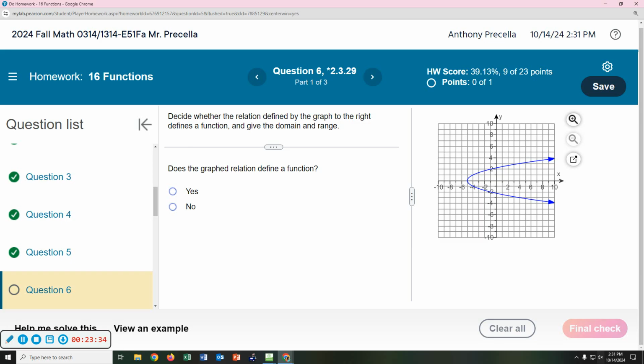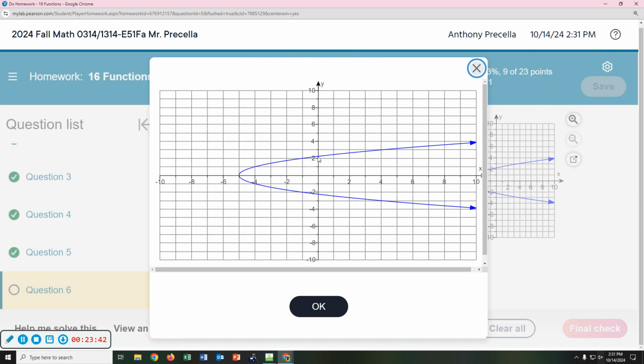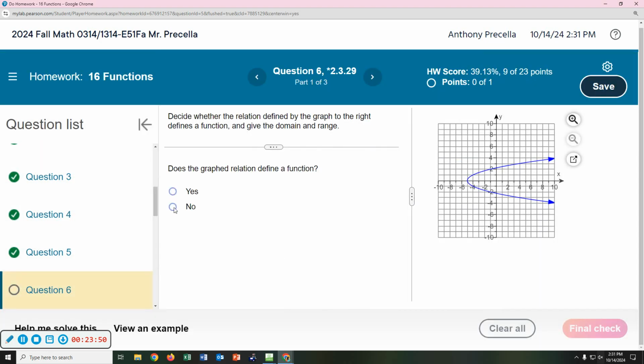What about this graph here? Does it represent a function? No. Right here at the y-axis, it's intersecting that blue curve twice. So I agree with you. This is not a function. And there are a lot of vertical lines you can draw.